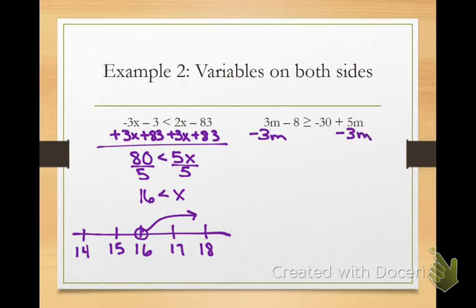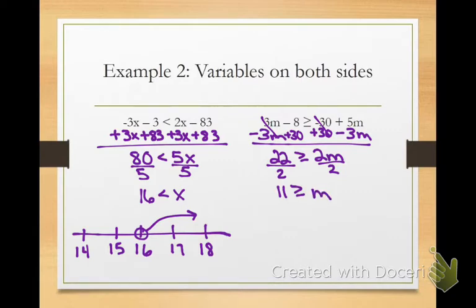So if I subtract 3m to the right side, what am I going to do with negative 30? I'm going to add it to the left side. Very good. Add it to the left side. My 3m's cancel. My 30, what am I left with? 22 is greater than or equal to 2m. Divide both sides by 2.